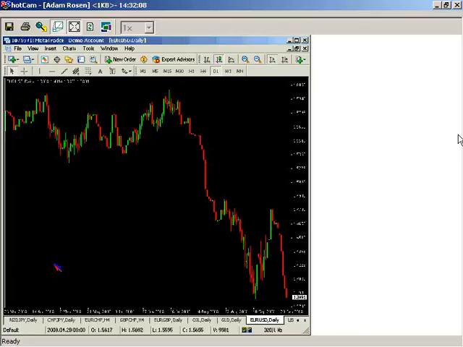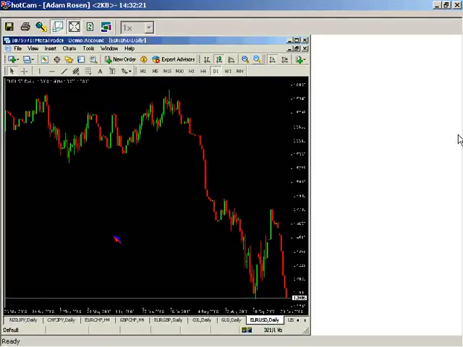I do not have the ZAR, I don't believe so. But I do have all the majors: the euro, the pound, the Swiss, the Aussie, Kiwi, CAD, the dollar, and the yen. So any combination of those, I'll be more than happy to plug in. We're looking at the euro-dollar daily chart now. We've had really quite a dramatic turn of events.